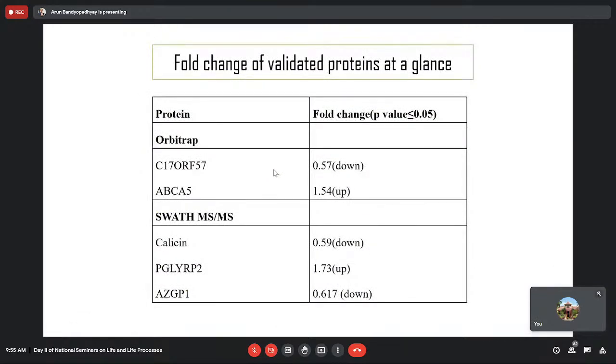Then we compared the proteins found in the Orbitrap and also in the SWATH MS/MS. We decided that C17orf57 and ABCA5, one downregulated and one upregulated, would be taken for further study. Similarly, among the proteins identified with SWATH MS/MS, like calcyphosine, PGLYRP2, and AZGP1, these are the proteins we selected for further study. You can ask the question: what is the rationale for selecting these proteins?